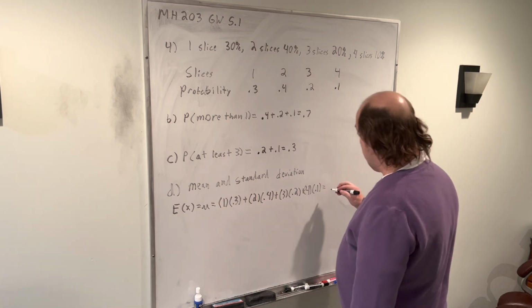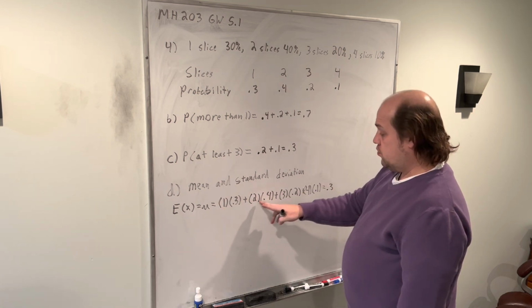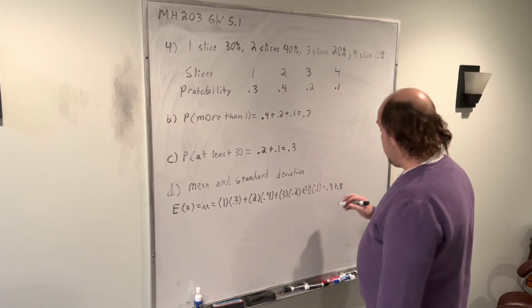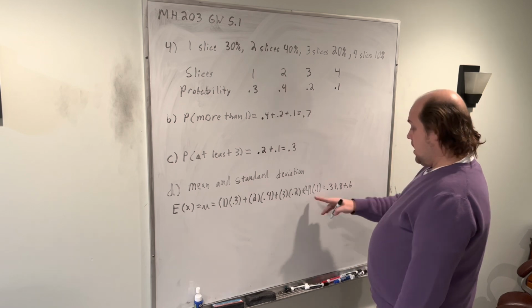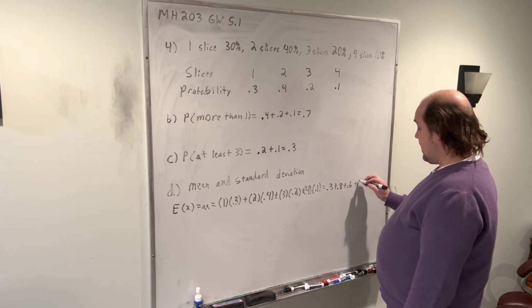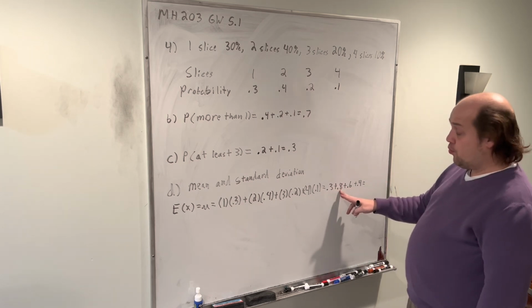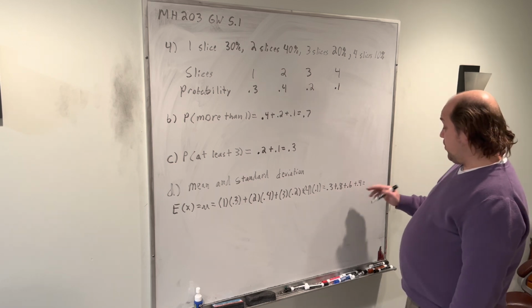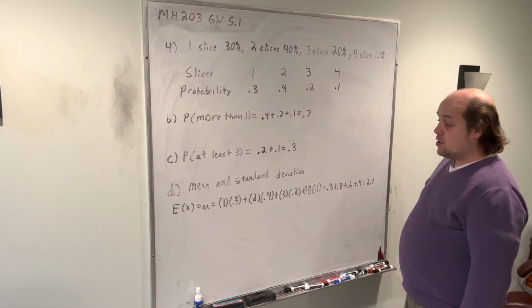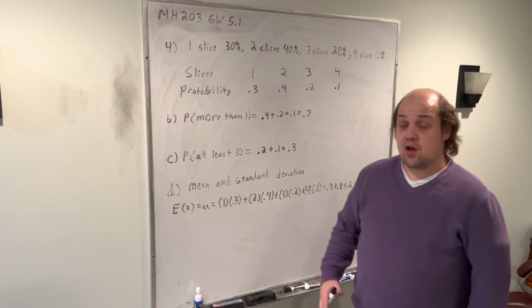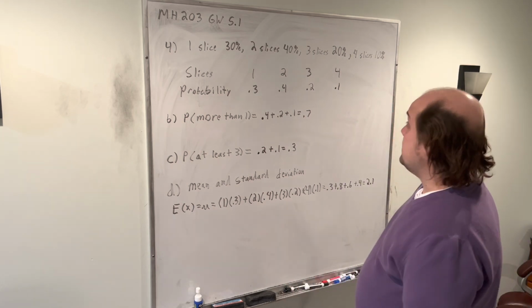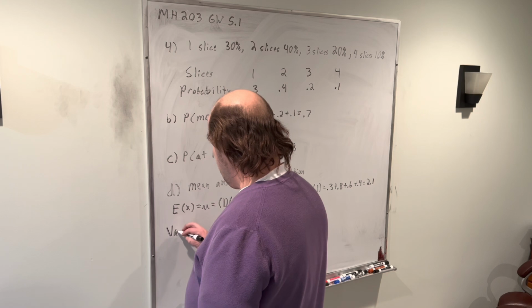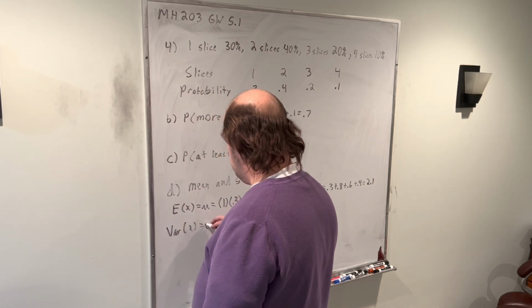When I do 1 times 0.3, that gives me 0.3. When I do 2 times 0.4, that gives me 0.8. When I do 3 times 0.2, that gives me 0.6. And when I do 4 times 0.1, that gives me 0.4. 0.3 plus 0.8 is 1.1, plus 0.6 is 1.7, plus 0.4 is 2.1. So I wind up with a mean or an expectation of 2.1, saying on average, that's how many slices we get, 2.1 slices. That leads us into our variance calculation, variance of x, or sigma squared.